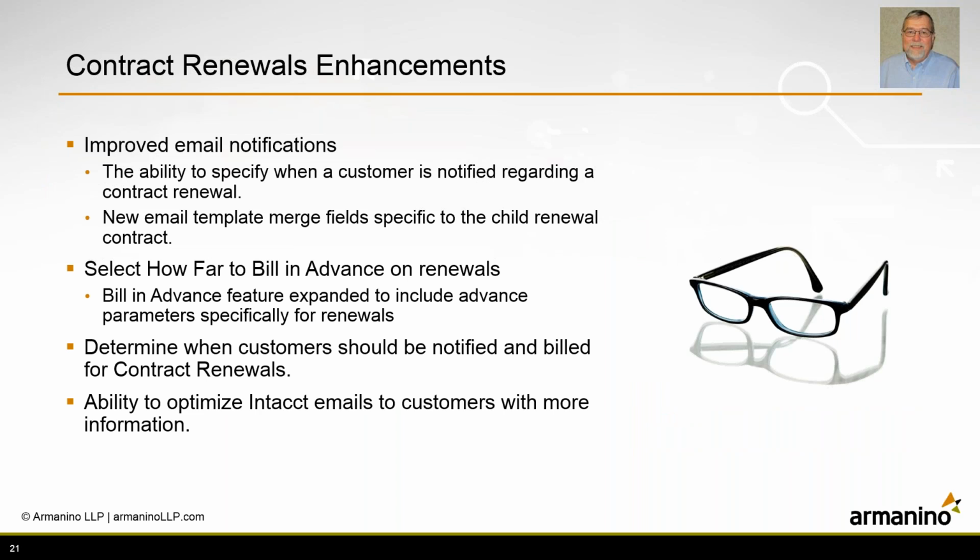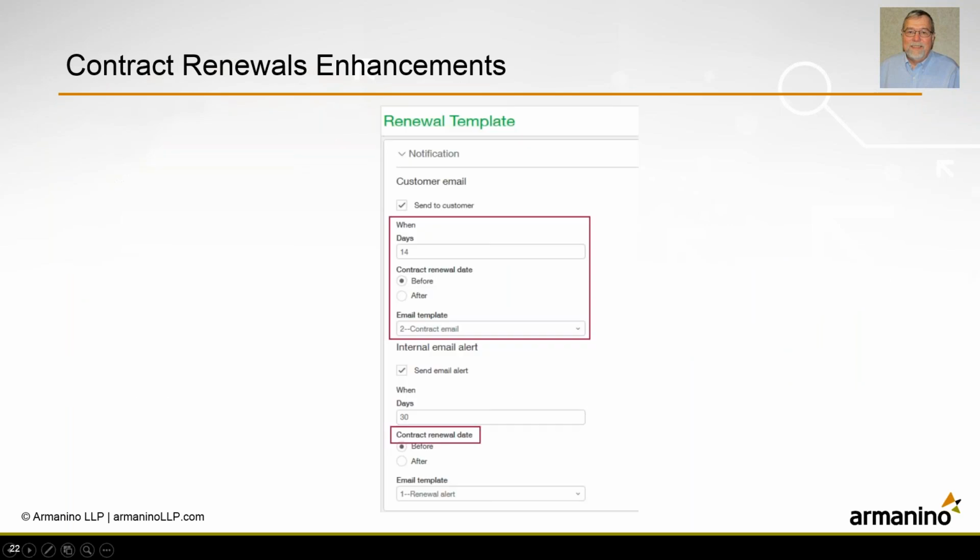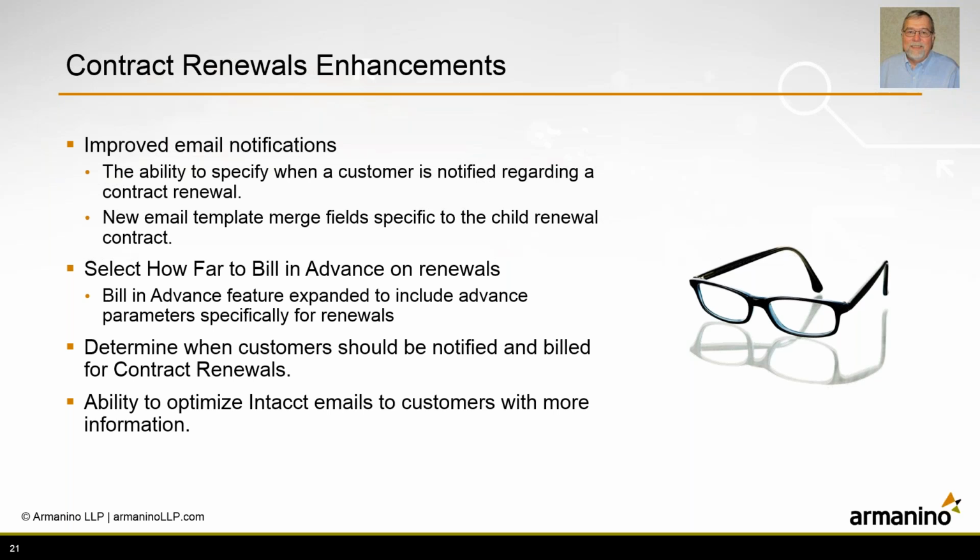So, contract renewal enhancements. There's a couple things that Intacct has made available. They've made some improved email notifications, so you're able to better specify when a customer is notified on a contract renewal, and they've also exposed some additional merge fields on the child renewal contract to make it easier to put that information into the email. You also have the ability now to select how far in advance you want to bill on renewals, and you can determine when customers should be notified and billed for contract renewals.